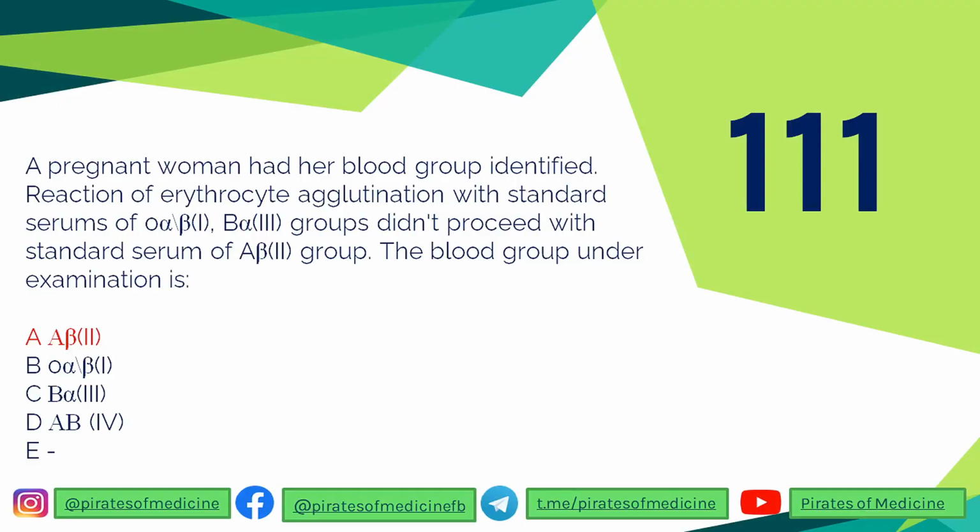The next question is that a pregnant woman had her blood group identified. The reaction of erythrocyte agglutination with standard serum of the first and third groups proceeded, but didn't proceed with standard serum of the second group. So the blood group under examination is what?